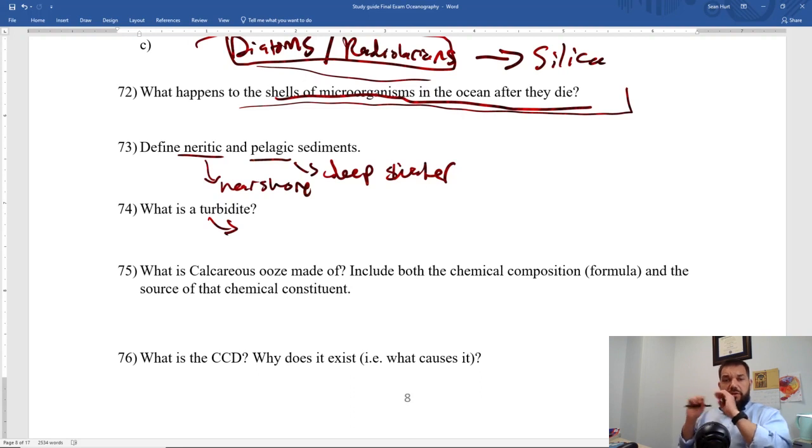Okay, submarine canyons are carved out by turbidites, okay, by turbidity currents, which when they settle on the bottom become turbidites. They leave turbidite deposits. Okay, and these are neritic deposits. They're near shore deposits of sand, silt, clay, gravel, things like that.